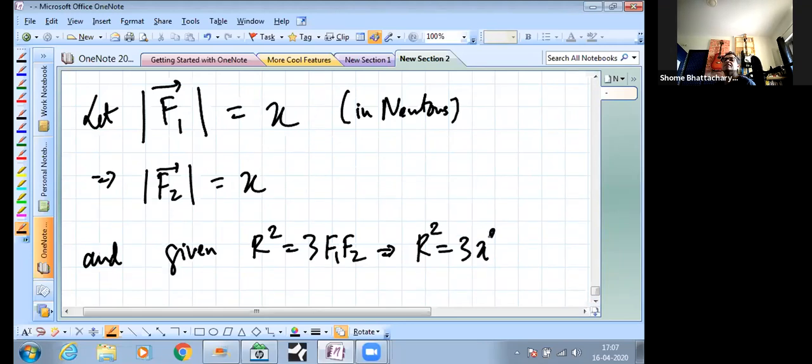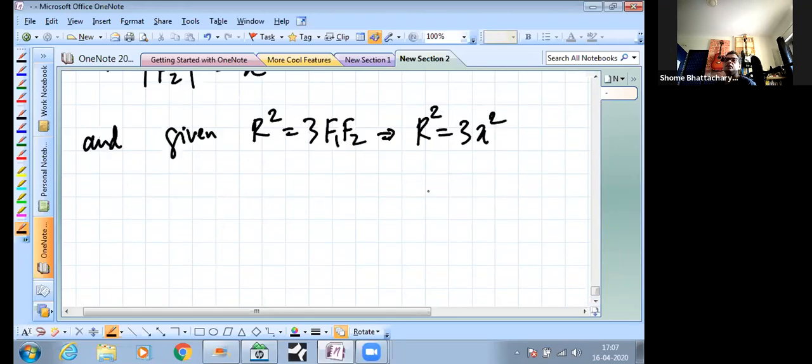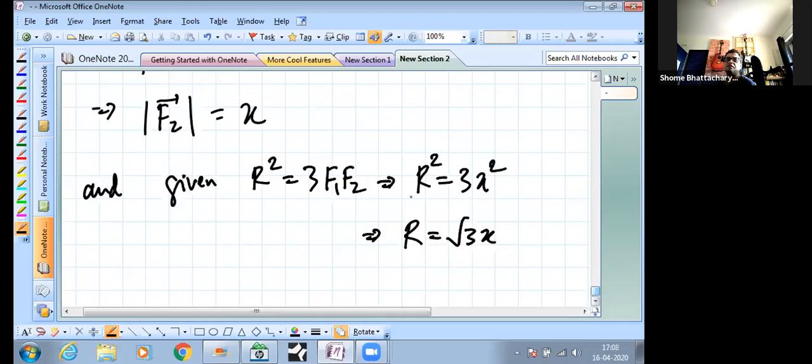Since R and x are both magnitude quantities because they are the magnitudes of forces, when we take the square root, R is equal to root 3 times x. There's a small technicality here: in general, if R square is 3x square, we should say R is plus or minus root 3 x. But here R cannot be negative because R is the magnitude of the resultant, so by definition it is a quantity which does not have an algebraic sign. So we will write it only as root 3 x. First just absorb this.